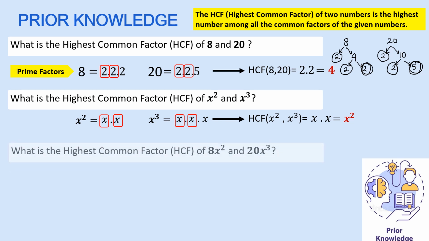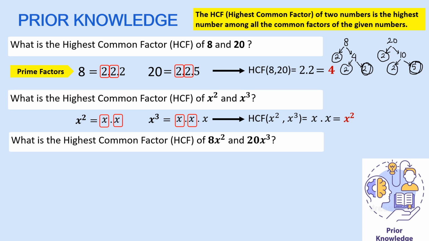So let's check the next problem. What is the highest common factor of 8x squared and 20x cubed? It's the combination between numbers and variables. So how to get the HCF? Well, you can decompose the numbers to its prime factors. And do the same method just like the previous problem for the variables.